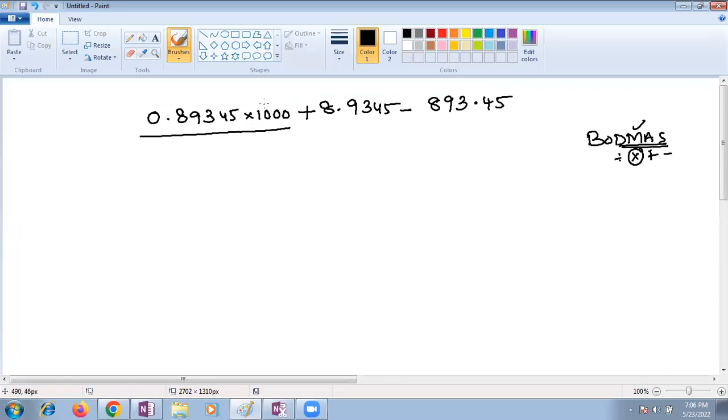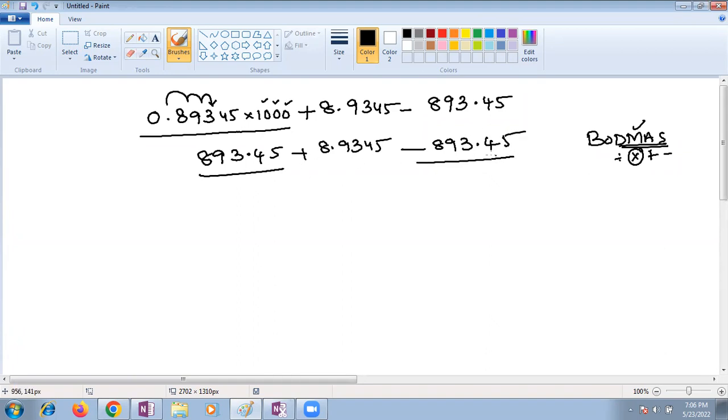Now, any decimal number multiplied with 10, 100 or 1000, no need to do normal multiplication, children. You just use the jumping technique. The decimal jumps three places to the right. In multiplication it moves towards the right side, in division it moves towards the left side. So my number is 893.45 plus 8.9345 minus 893.45. This is a positive number, this is a negative number. Same numbers, opposite signs, additive inverses of each other.